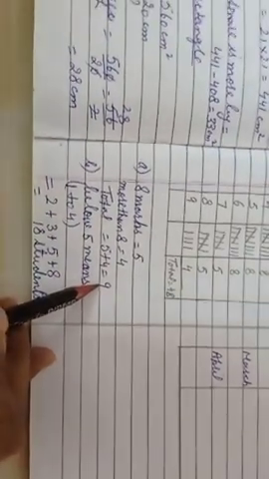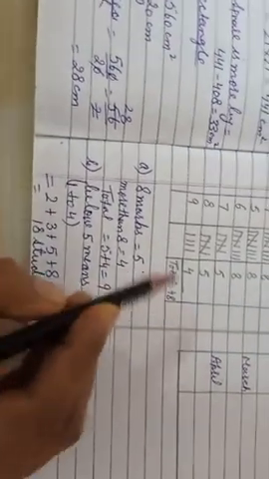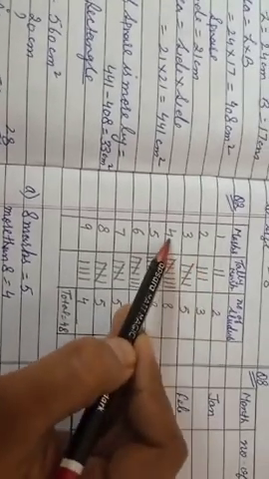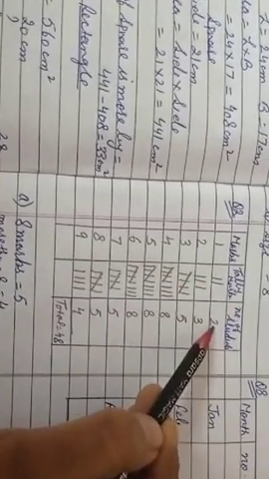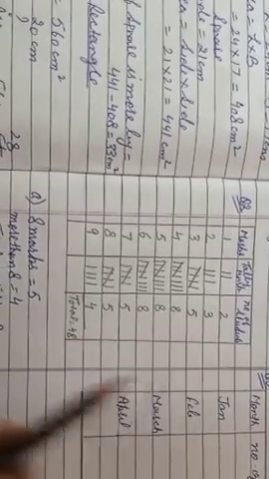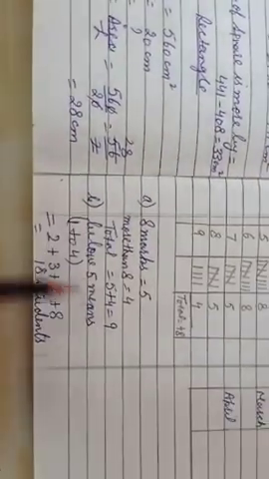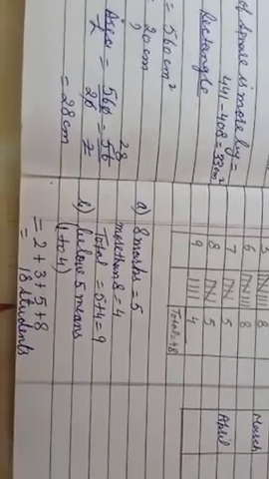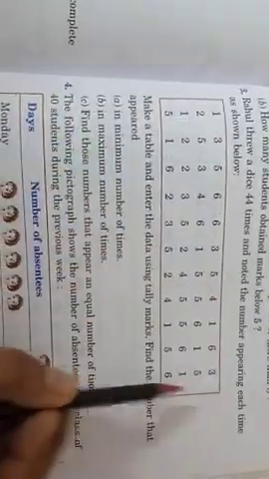Second part, how many students obtained marks below 5? Below 5 means 1 to 4. So count how many are there. 2 plus 3, 5. 5 plus 5, 10. 10 plus 8, 18. So I have added below 5, meaning 1 to 4 only. So the answer is 18 students. The third question is the same as the first and second, you can do it yourself.